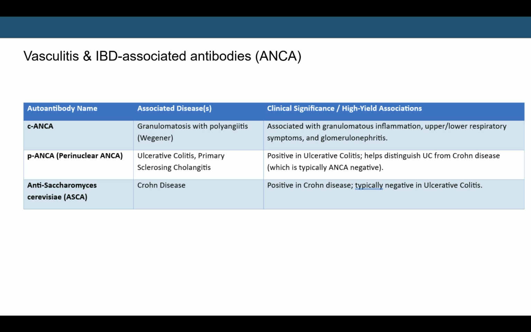So you have to differentiate between them, and we also have the anti-Saccharomyces cerevisiae antibody, which is associated with Crohn's disease. It's positive in Crohn's disease, and it's typically negative in ulcerative colitis. So these ones are really, really important, and you have to remember these because they come up all the time.